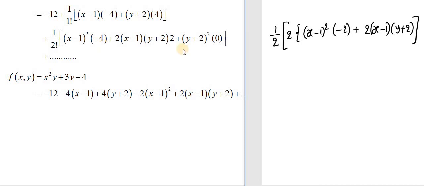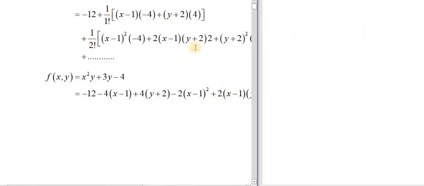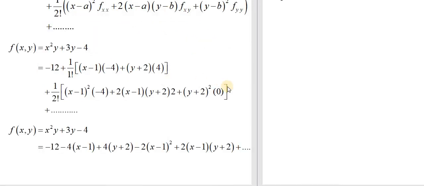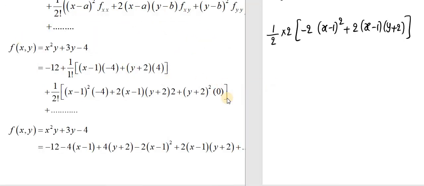Here I am not writing this term because 0 into anything is 0. So 2 and 2 get cancelled. Then we are going to get minus 2 into x minus 1 whole square plus 2 into x minus 1 into y plus 2 plus dash dash. This is the Taylor's series of the given function x square y plus 3y minus 4.